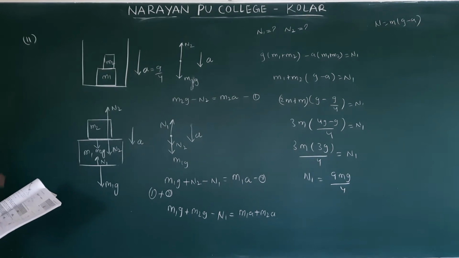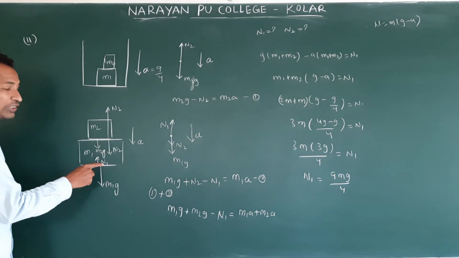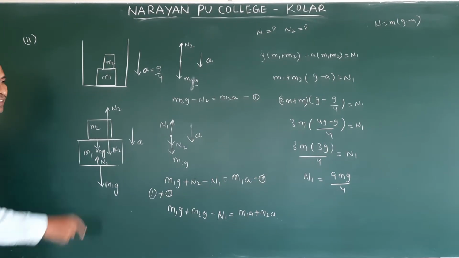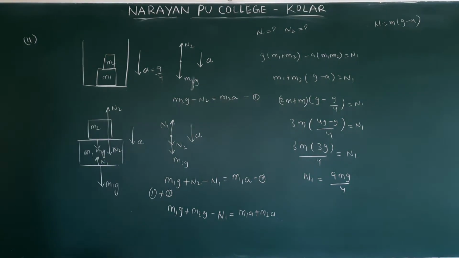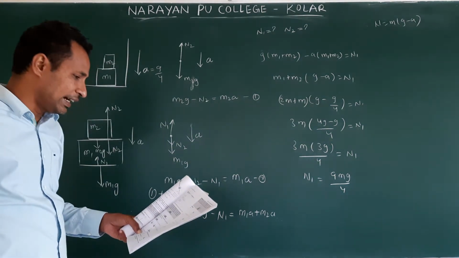Right. In the book they have taken it differently. Here it is N1, but in the book they have taken this as N2. Understand? So I just changed N1 and N2 because I took M1 and M2. That's why. Okay. Next, what did they ask?